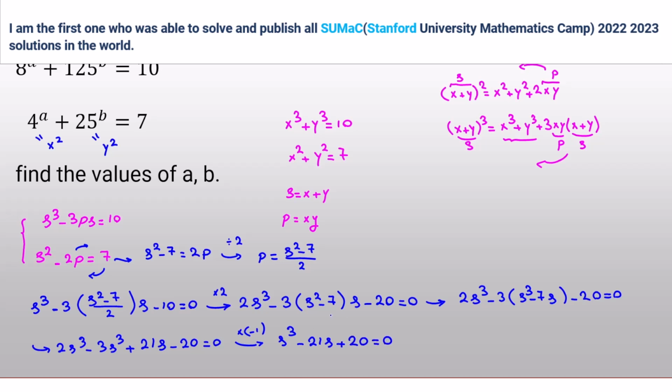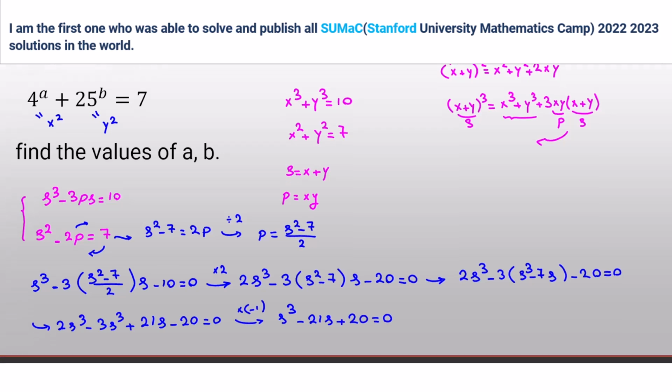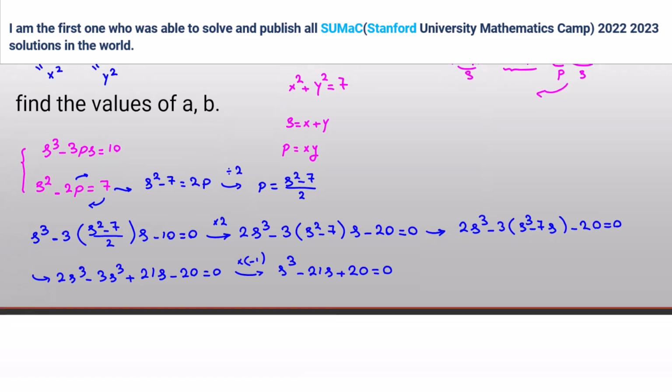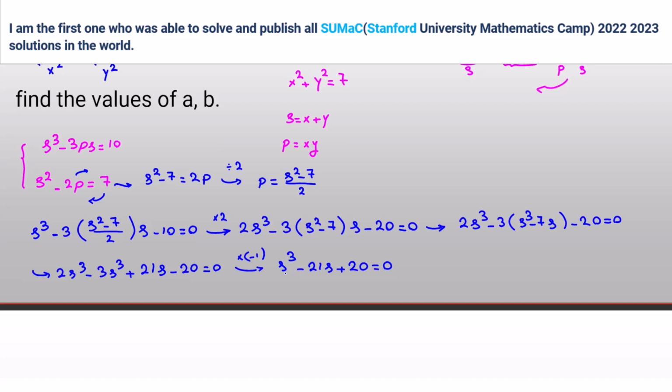Okay. Here the degree is 3. The most useful way, when the degree is 3, is to try to find one answer. And if you check, you can find easily that S equals 1 works. So S equals 1 is our first answer.